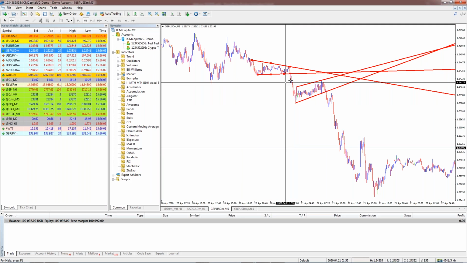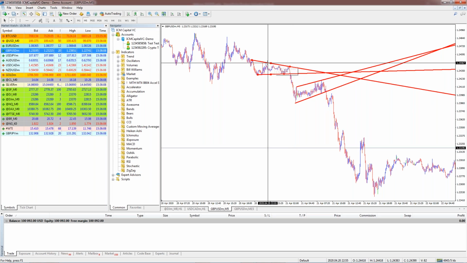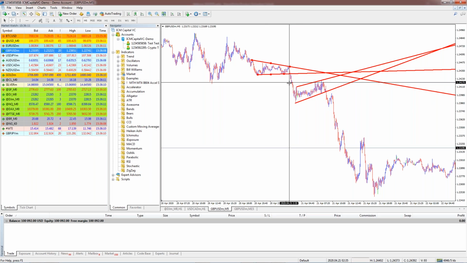So also traders would wait for the break of this point, and then they put their stop here or at the previous level here, and then they wait for the 1 to 1 equal level, and then this formation was valid.